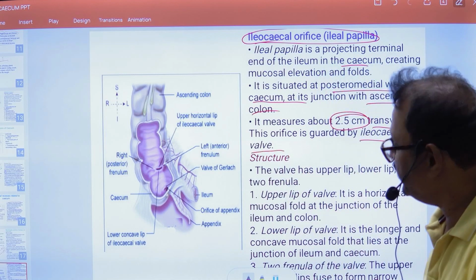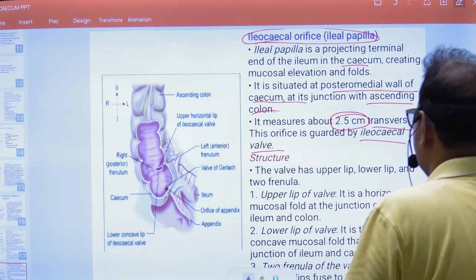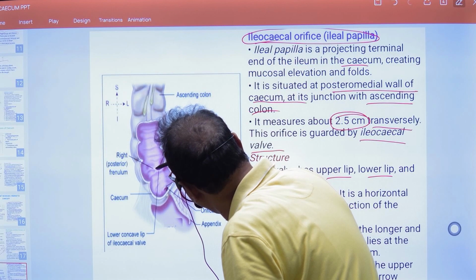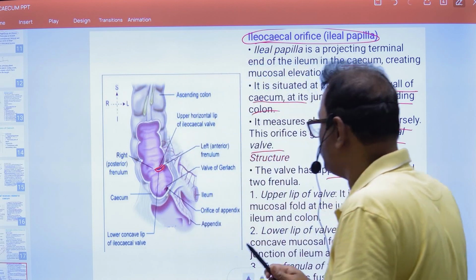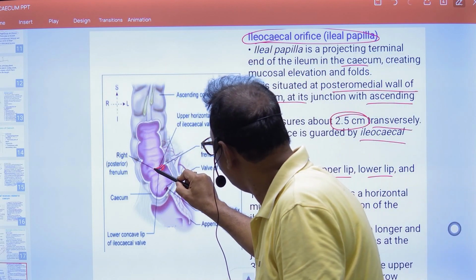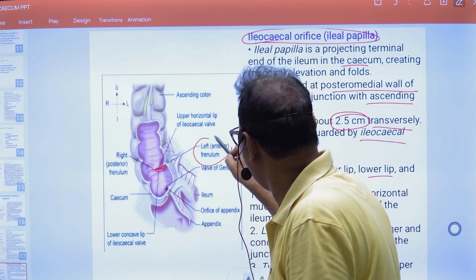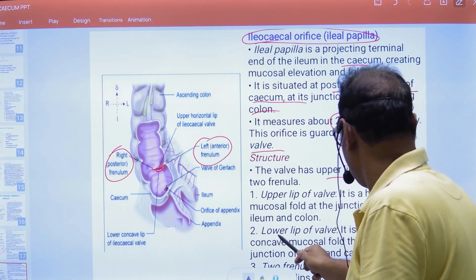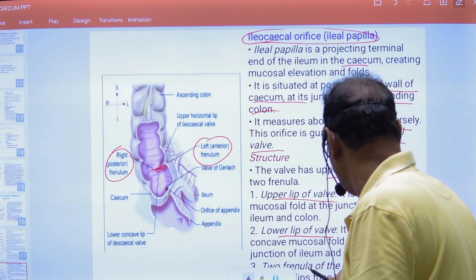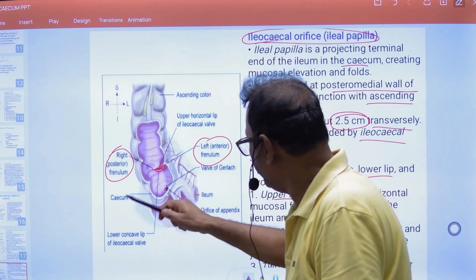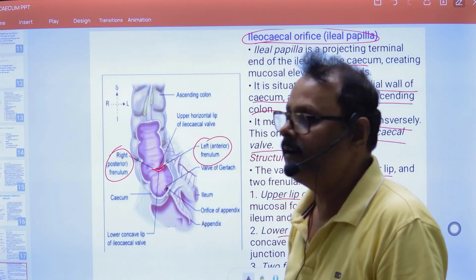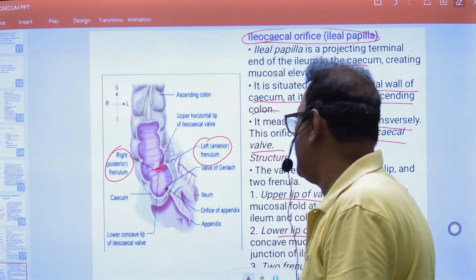As the name suggests, one is ileum, the other is cecum, so the valve is known as the ileocecal valve, and it has an upper lip and a lower lip. The upper lip is more or less horizontal, and the lower lip is concave. The meeting point of the two lips on the right side and the left side creates the frenulum, so we have the right frenulum and the left frenulum.